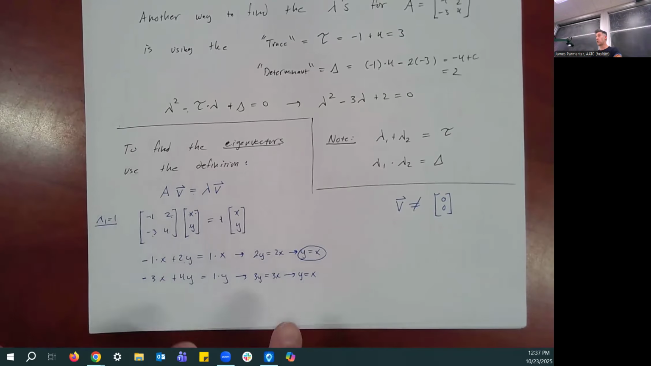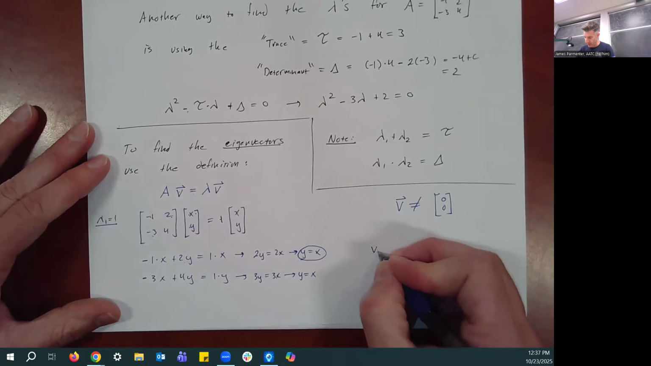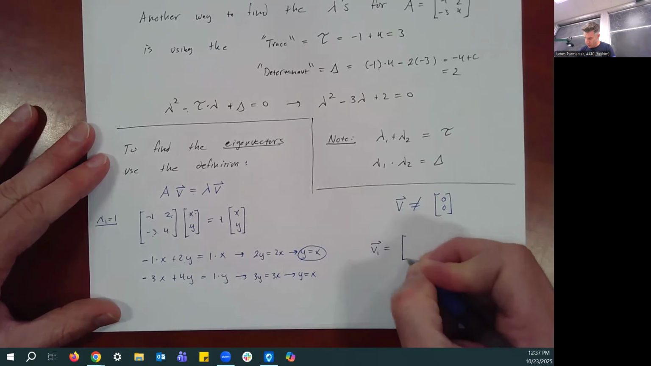Well, so in this case, you're right. Neither of them could be 0. So pick any other number. Usually the choices we make are the choices that make x and y the smallest possible integers. So I would pick x equal to 1, and then y would also have to be 1. So here, one way of writing the eigenvector is that v1 is equal to 1, 1.